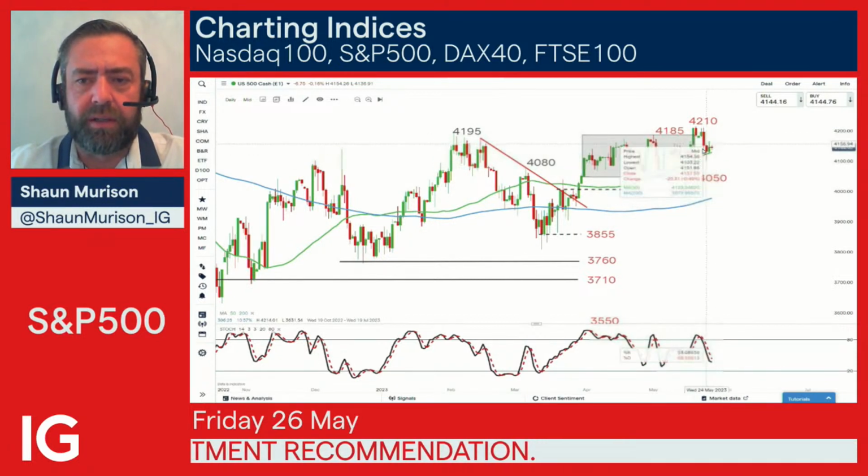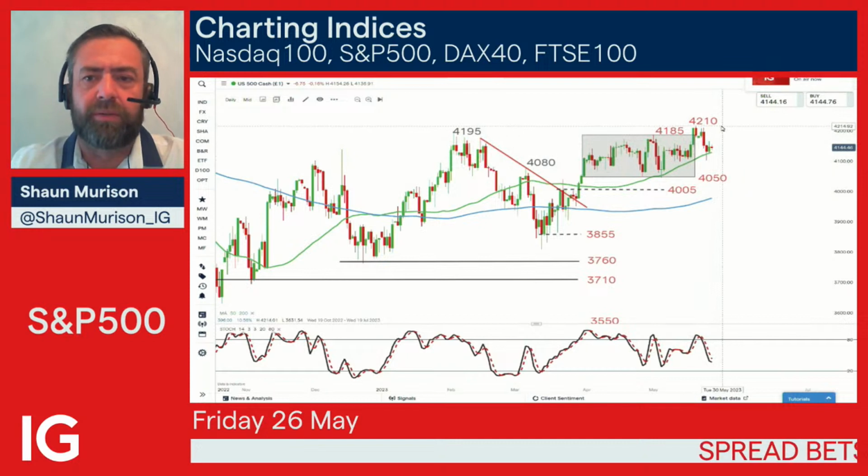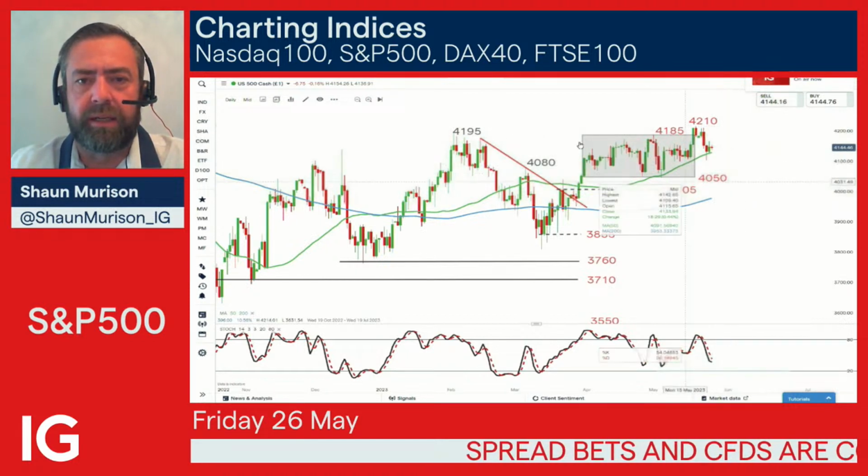Aggressive traders might consider this a long entry type signal, having a stop loss below that low there at about 4,100 on that S&P 500, targeting a move back to that short-term high of about 4,210.